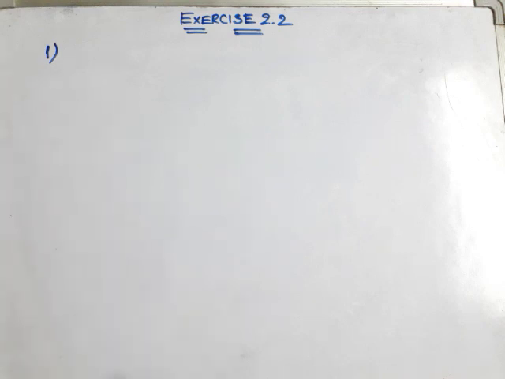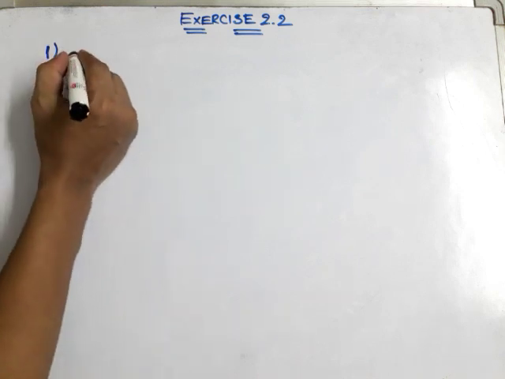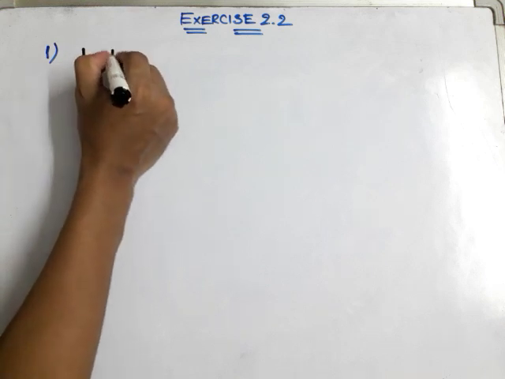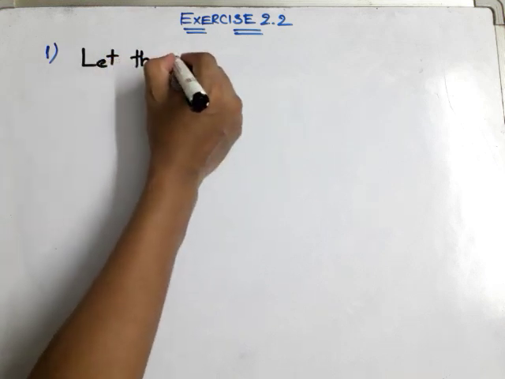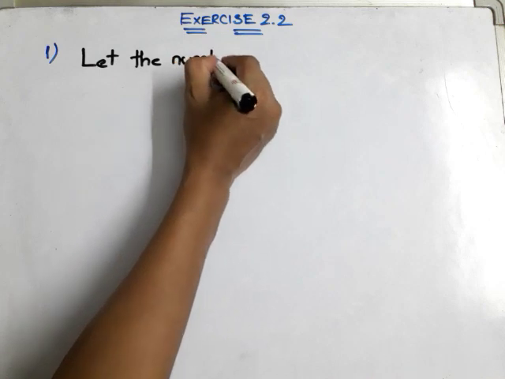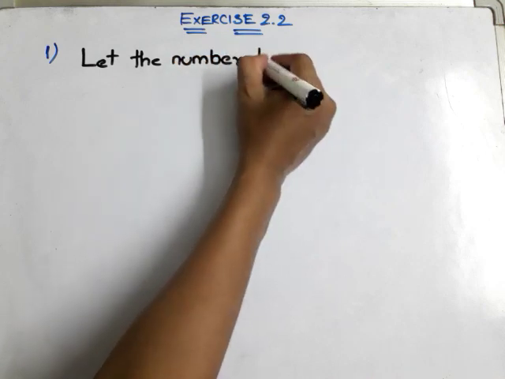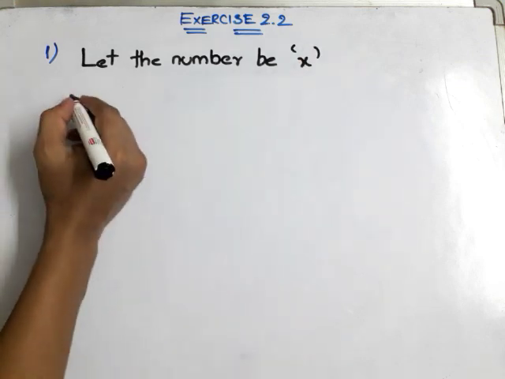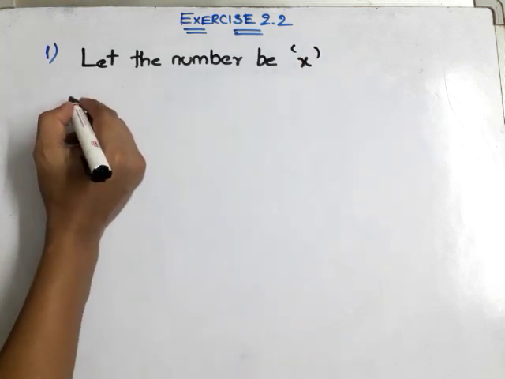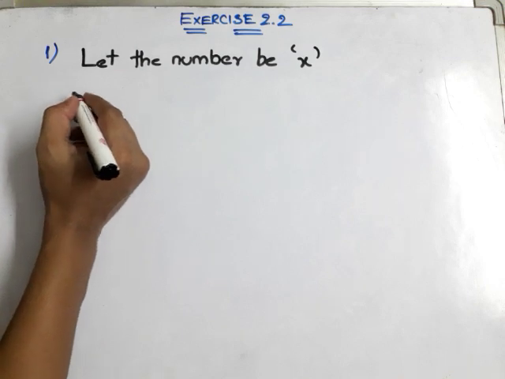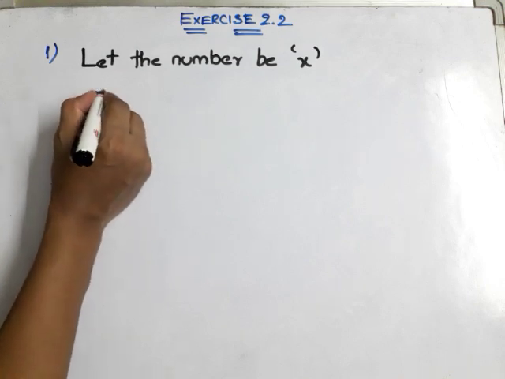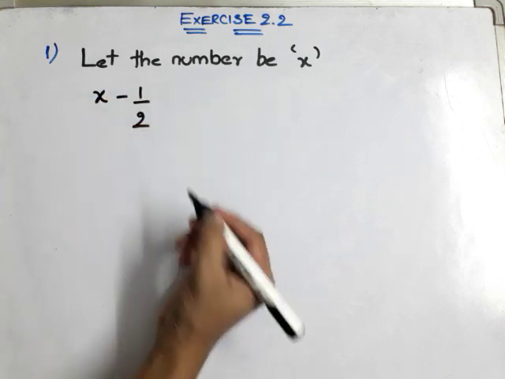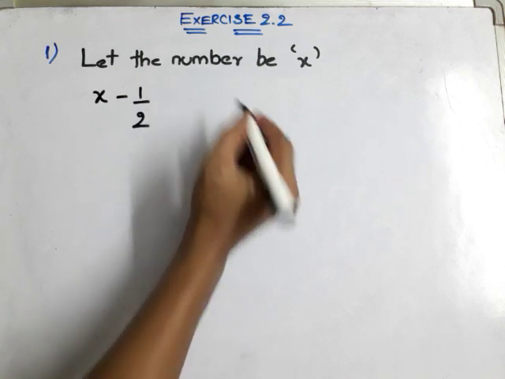What is the number? As we don't know the number, we have to start with the solution. Like as always, let the number be x. As we don't know the number, we can take any variable. So let the number be x. Now what they are saying is subtract half from a number. That means x minus half.